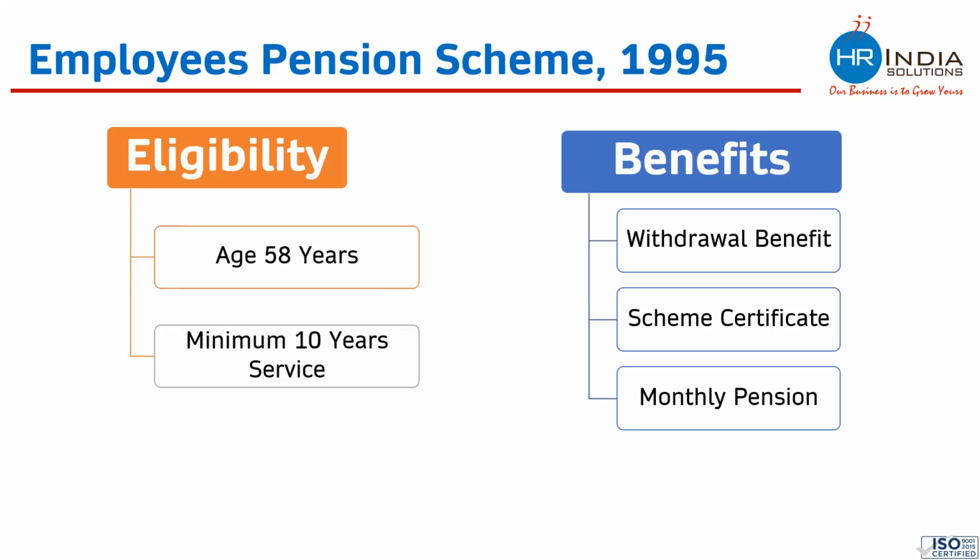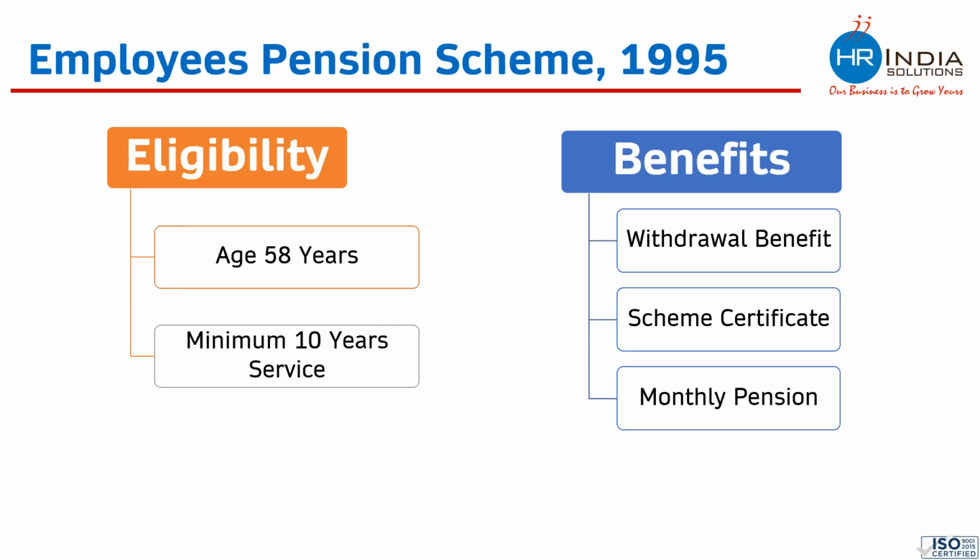But if you withdraw any amount from the pension fund for any company, then your entire service period becomes void, right? Then again, you need to serve that much duration to become eligible for the pension fund, right? So those who do not want to hamper their eligibility for pension apply for the scheme certificate, right? In the earlier stage, people used to apply for the scheme certificate if they did not want to withdraw their pension fund, right?